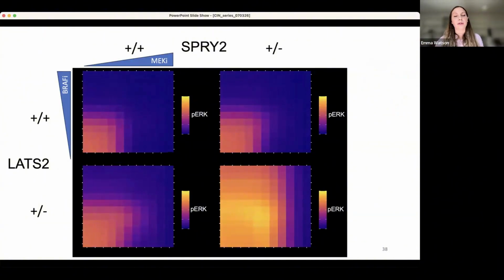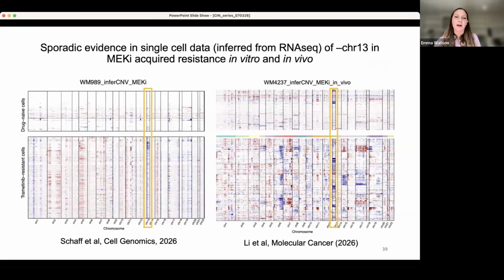And this is really important clinically because right now in the clinic, people get both of these drugs. And we have some sporadic evidence that we've found from single-cell data in the literature, inferred from single-cell RNA-seq, for loss of chromosome 13 in acquired MEK inhibitor resistance. This is an in vitro study. We see, again, in the trametinib resistant cells, a loss of chromosome 13. And we see potentially some loss of chromosome 13 also occurring in acquired MEK inhibitor resistance in vivo experiments. So we will also be testing MEK inhibitors.